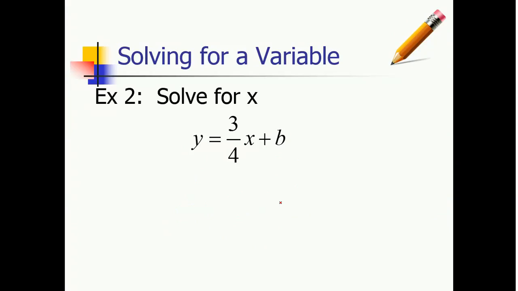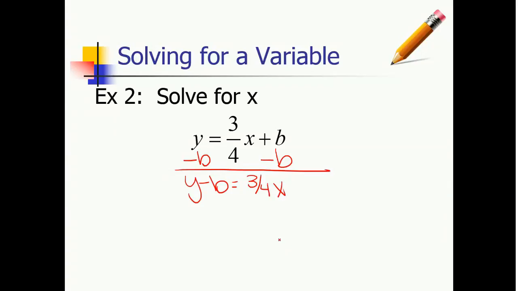Let's try another example. I need to solve for x in this equation, y equals 3/4 x plus b. So notice how there's a b. I've got to get x alone, so I've got to get rid of that plus b. It's hanging out there. I need to move him. So if it's added by b, I've got to subtract b. So let's subtract b from both sides. I get y minus b equals 3/4 x.